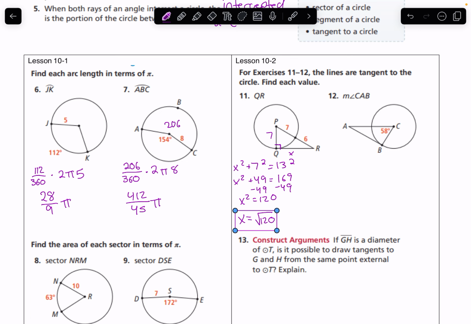Number 12, the measure of angle CAB. If this is tangent, we know there's a 90-degree angle there. So all we need to do is the remaining 90 degrees of the triangle minus 58 degrees. So we're finding the complement of 58 degrees. And that's going to give us 32 degrees.